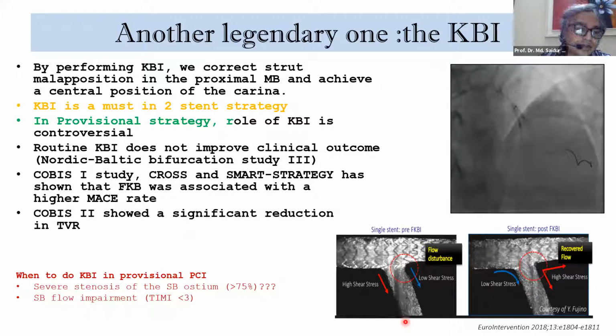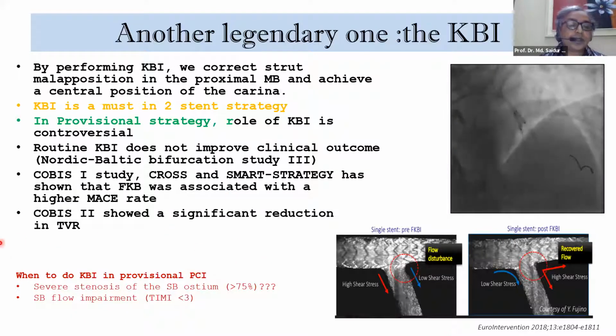Of course, there are some controversies before that, like the Kobis 1, Cross, and SMART strategies, which showed that FKB, or final kissing balloon, was associated with a higher MACE rate, because probably at that time it was not done in a very particular way. And Kobis 2, in contrast, showed a very significant reduction in target vessel revascularization.